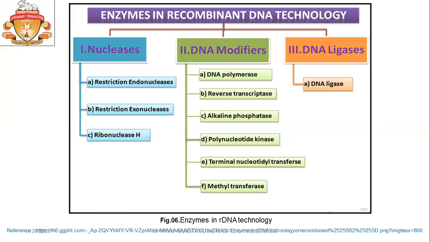And then polynucleotide kinase. It is used to convert the 5' OH into 5' phosphate. Terminal nucleotidyl transferase adds deoxynucleotides to 3' OH of DNA molecules. Then methyl transferase adds methyl group to adenine or cytosine bases within the recognition sequence to protect from endonuclease. The type 3 enzymes are the DNA ligases. These are used to ligate our gene of interest and the vector.